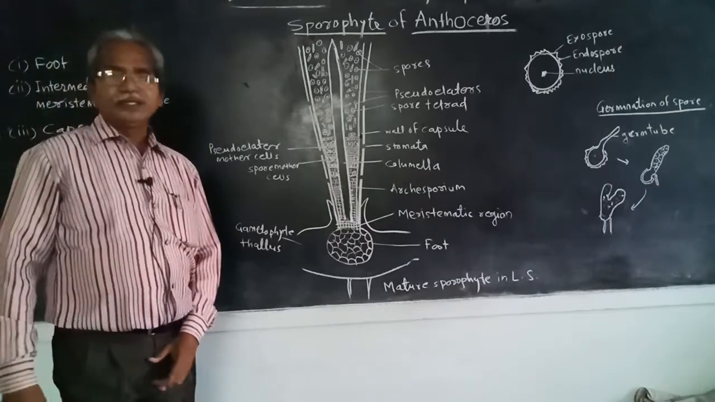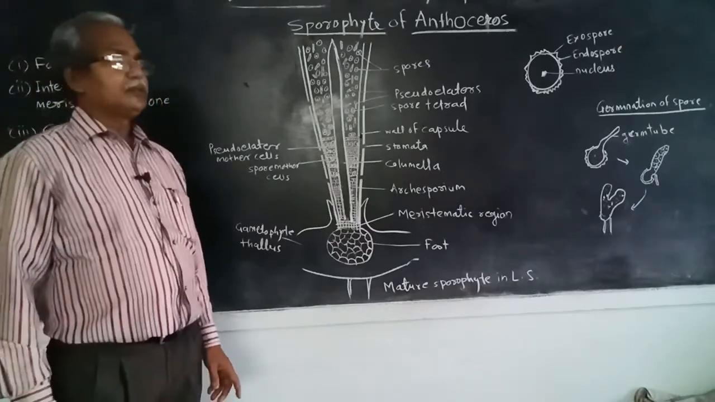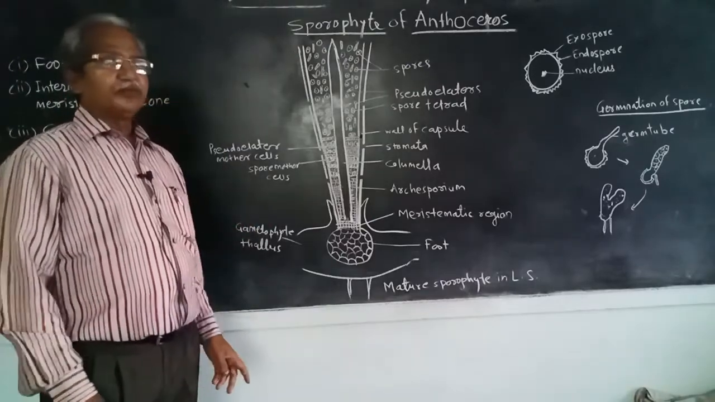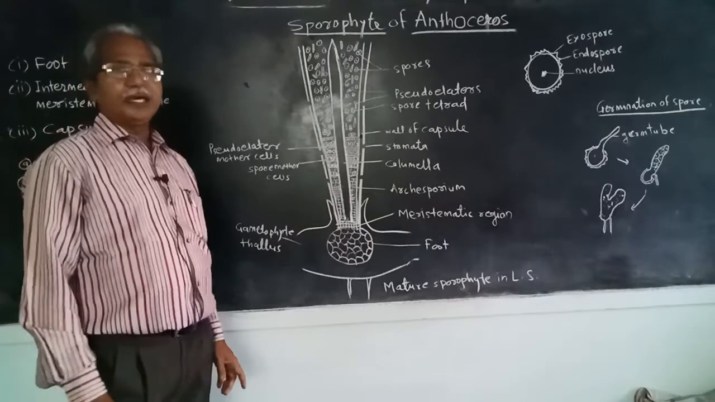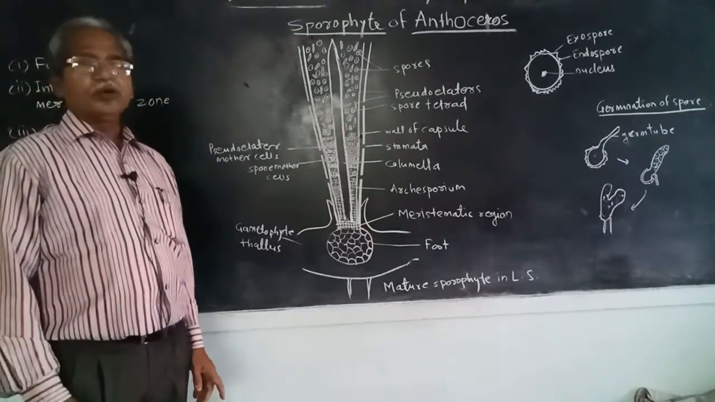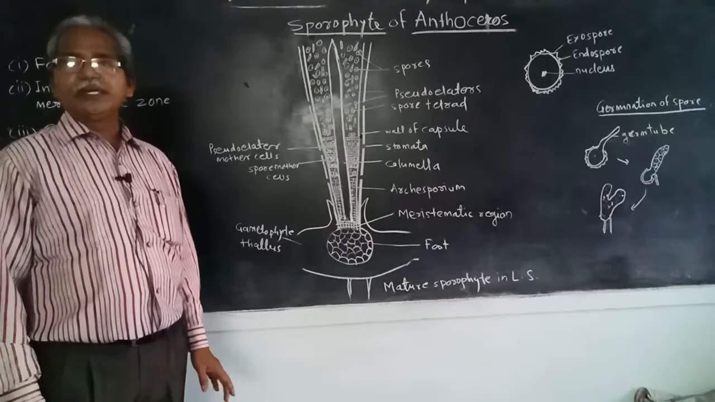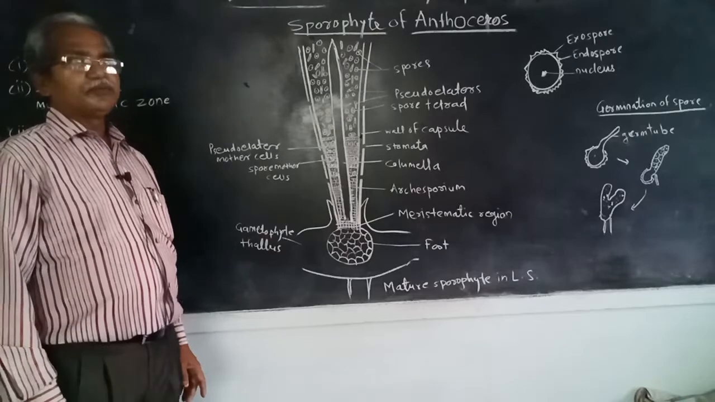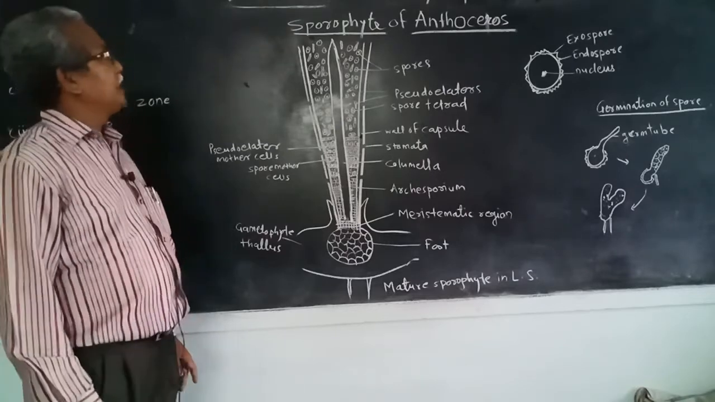After fertilization of the egg by the male gamete, the antherozoid, it develops into a zygote. The zygote remains in the cavity of the venter, and in the venter, from the zygote, development of the sporophyte takes place.